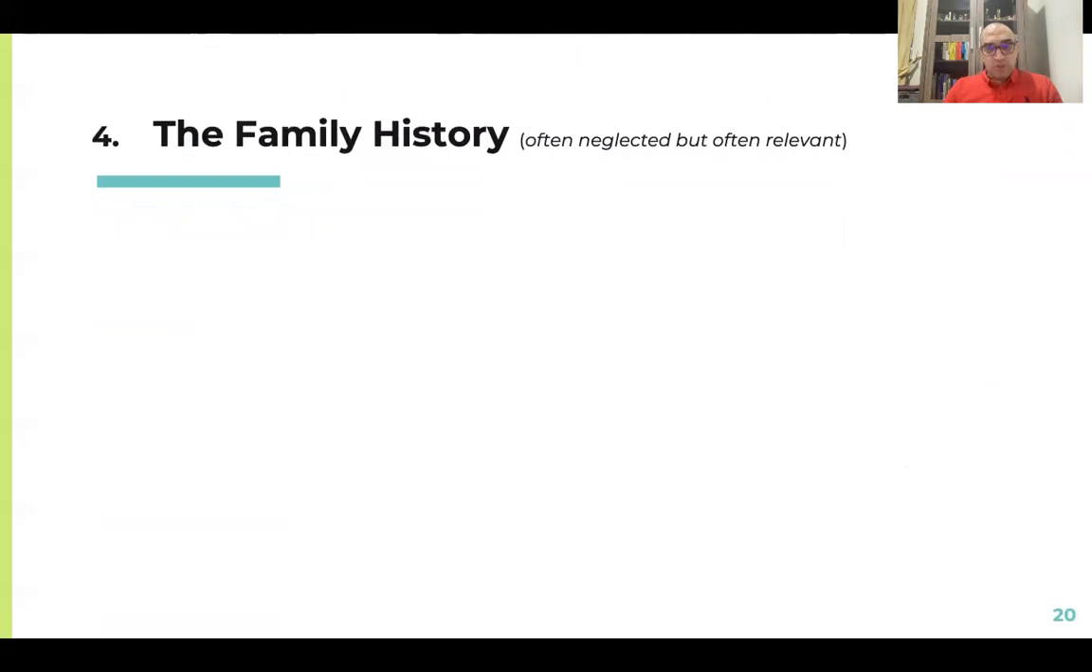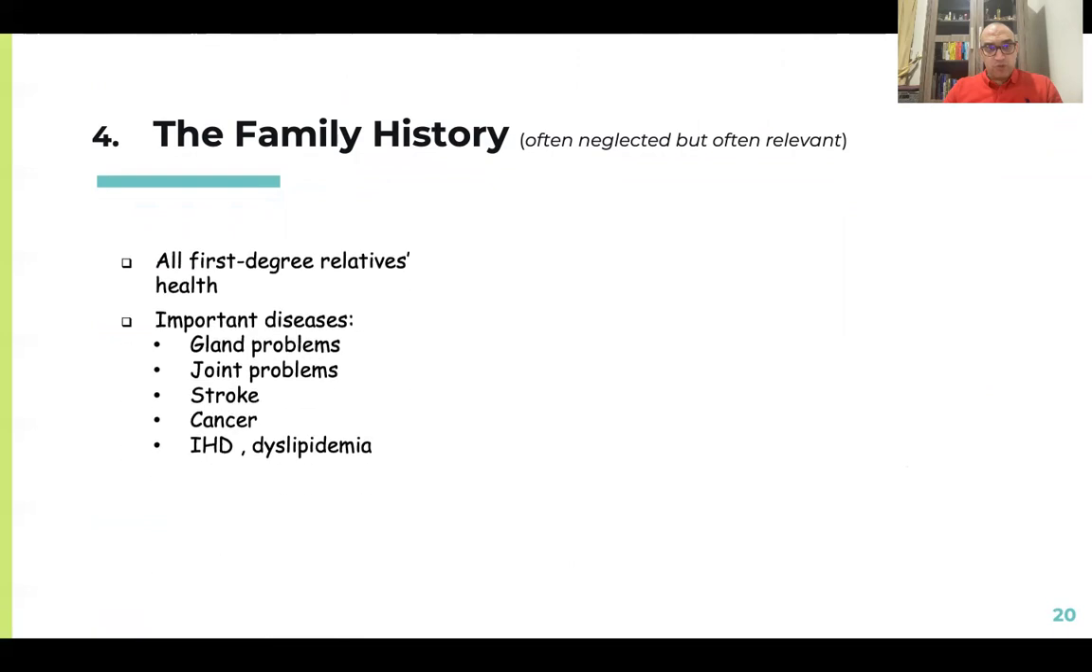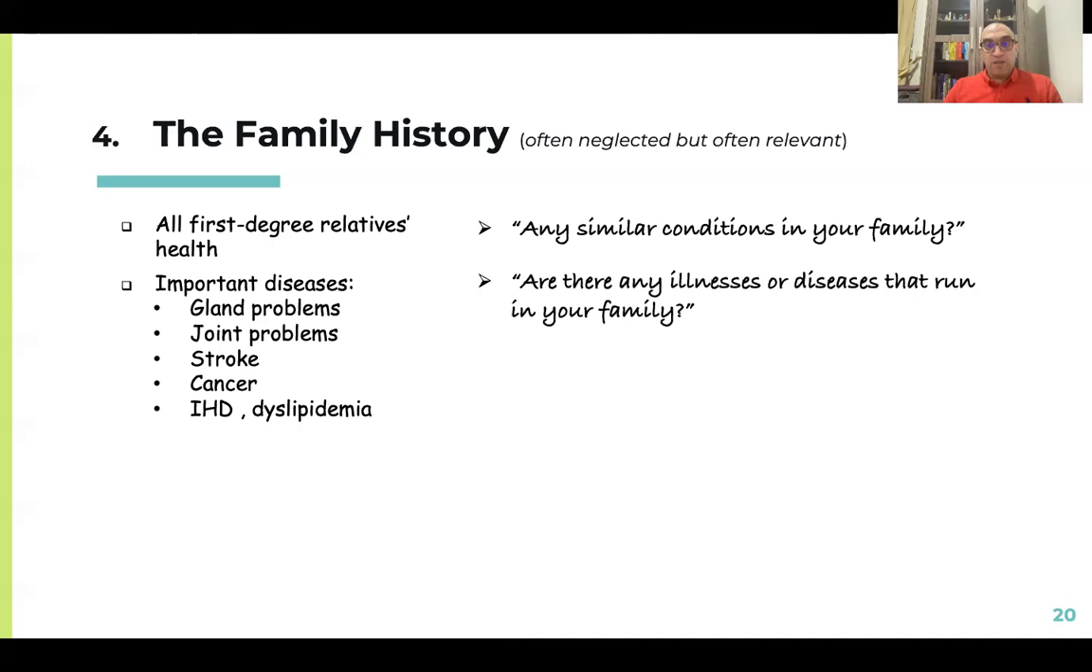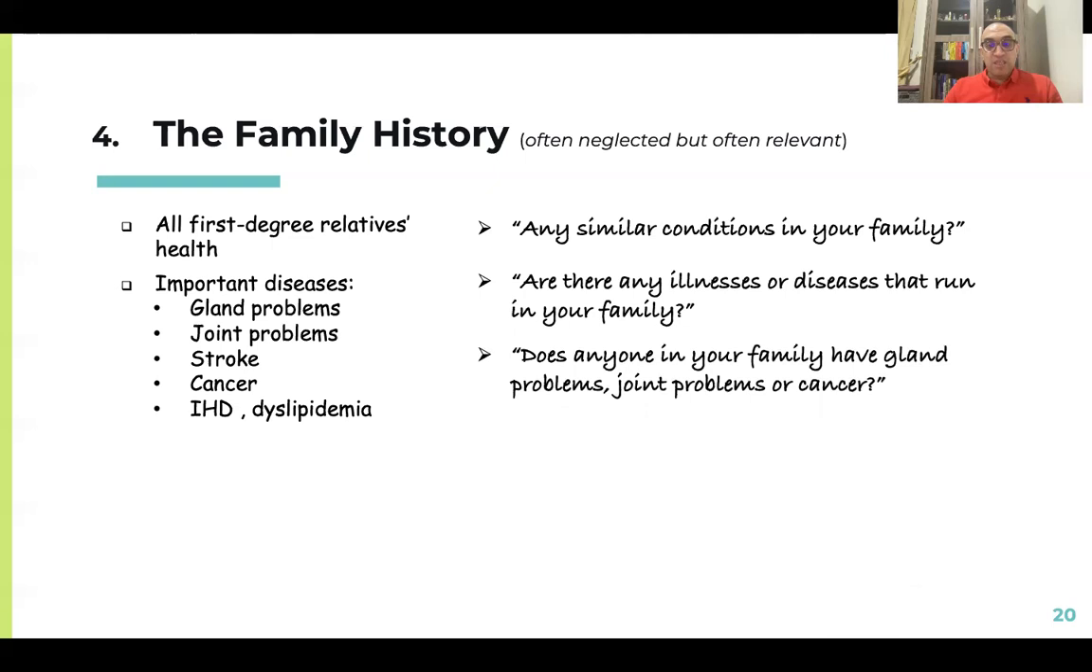Fourth point is the family history, which is very important and sometimes or even often neglected. Ask about all first-degree relatives' health, important diseases like gland problems, joint problems, stroke, cancer, ischemic heart disease, and dyslipidemia. Any similar conditions in your family? Are there any illnesses or diseases that run in your family? Does anyone in your family have gland problems, joint problems, or cancer?